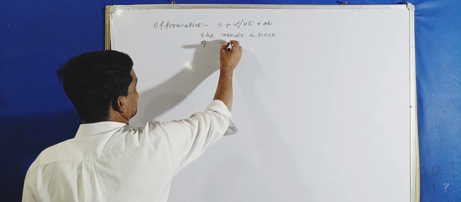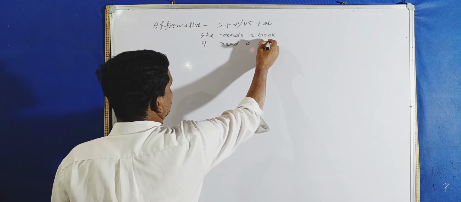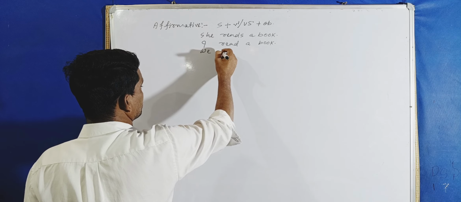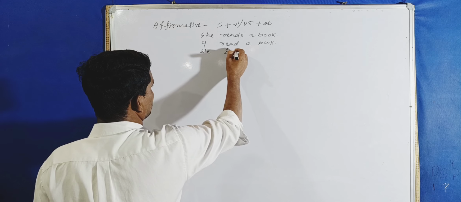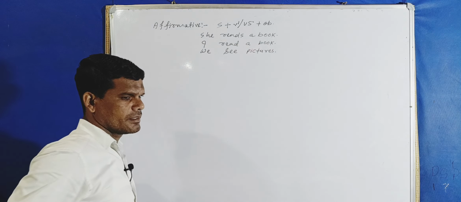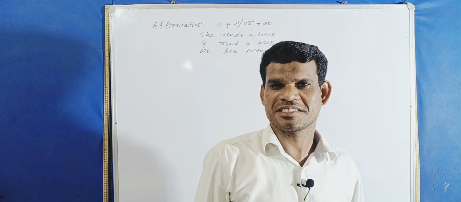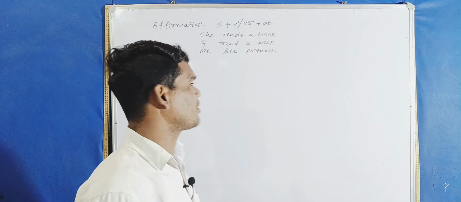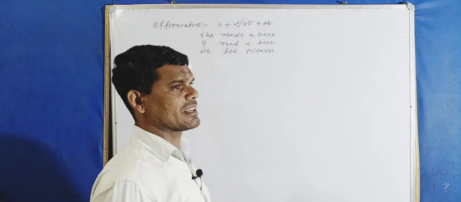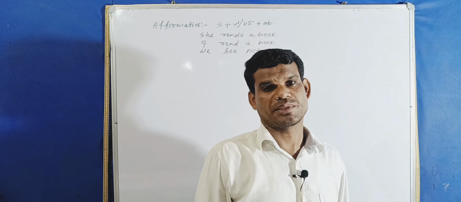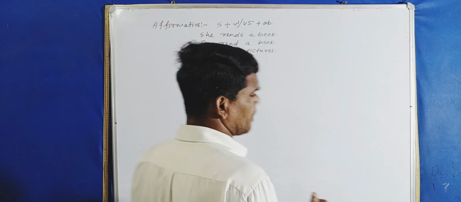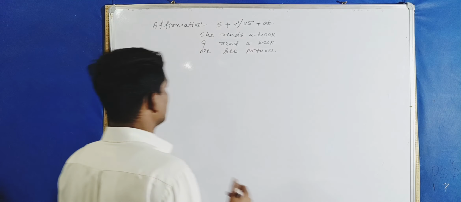I read a book. We see a picture. There are certain subjects and verbs used in the above mentioned sentences. We understand with which subject verb 1 will be used and with which subject verb 5 will be used. Let's see it.